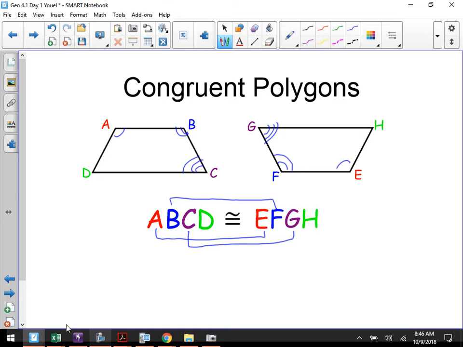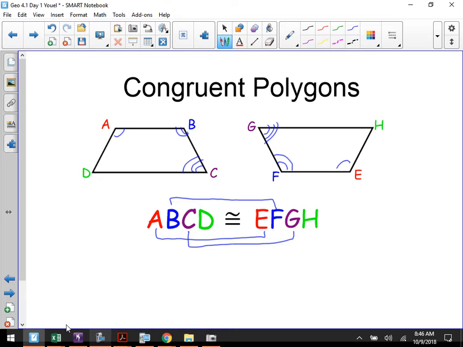So now what about the sides? If we want to know what sides are congruent, how does our congruency statement help with that? What would you guys guess is congruent to segment AB? EF. So again, order is very important. All you have to do is look. We want to know what's congruent to AB. Go ahead and look at that congruency statement and see what matches up with AB.